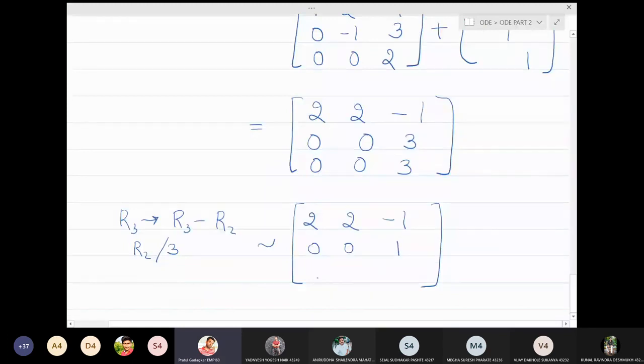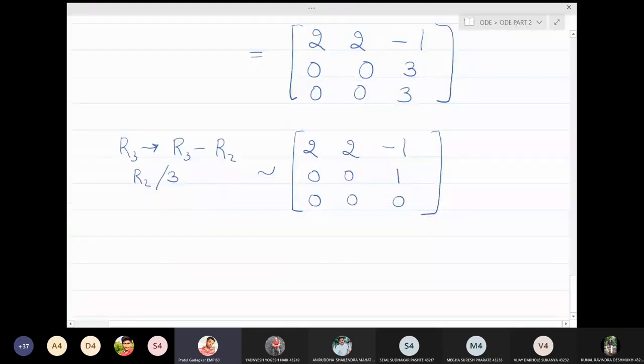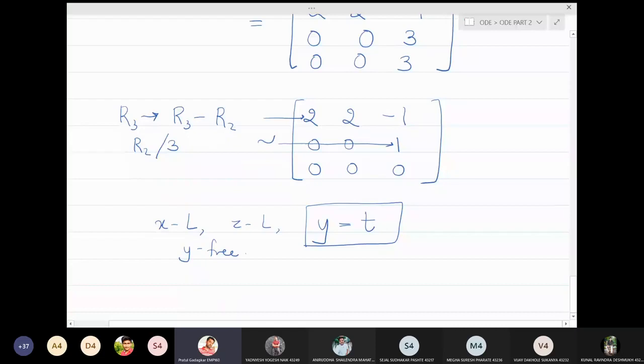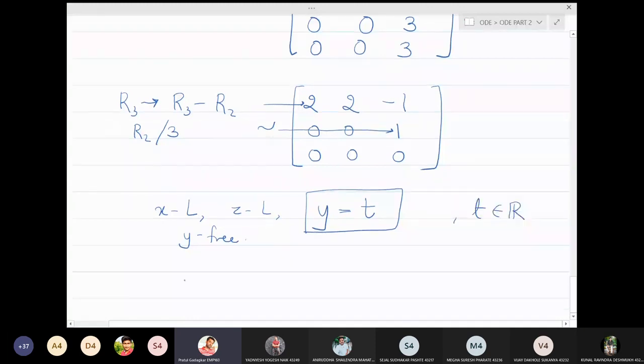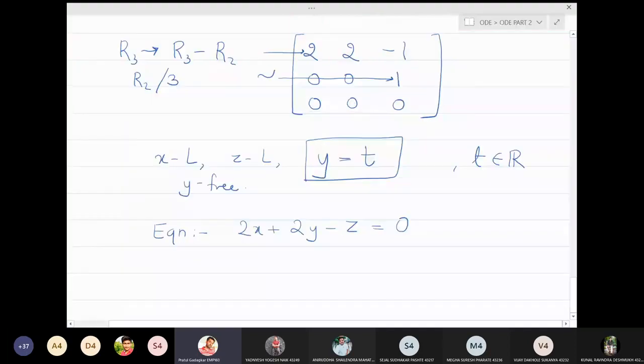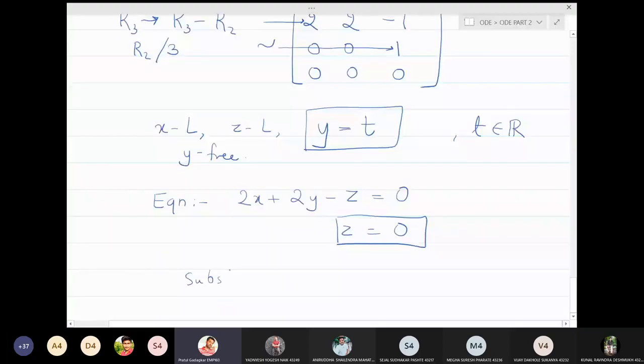Now x is leading, z is leading, and therefore who remains? The remaining one becomes free. So y is free, and I put y equal to t. From the rows I get two equations. The first is 2x plus 2y minus z is equal to 0, and the second is 0x plus 0y plus z is equal to 0, which directly gives z equal to 0. I have the value of z and the value of y, so when I substitute, I get 2x plus 2t minus 0 is 0. This means x is equal to minus t.